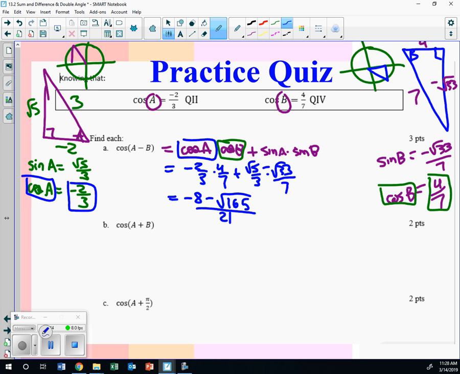That is using the sum and difference formula of cosine, using these as clues, finding sine and cosine of A and B, and then just plugging them in. Now for this one, cosine of A plus B, that's the cosine of A times the cosine of B, co-co, minus si-si. If you had to, you could plug those in, but it's just going to be negative 8 plus square root of 165 over 21.